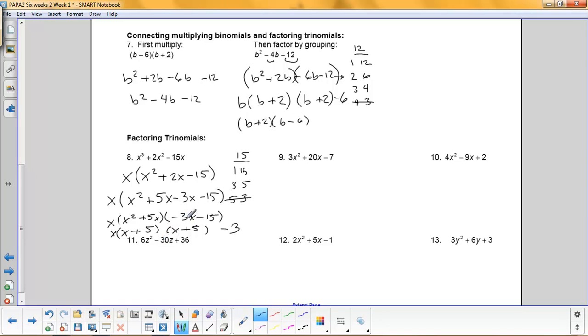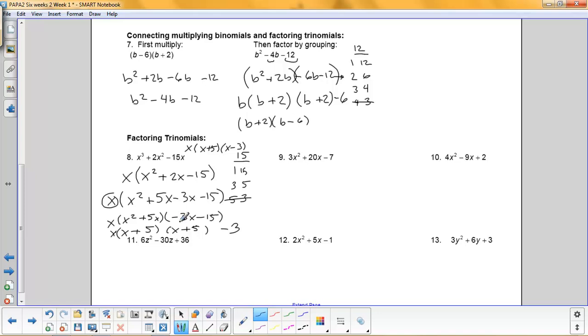Now, please recall that we left the x off just a minute ago. Now we must put it back in there. It was the original number that we factored out. So it's going to be x times x plus 5 times x minus 3.